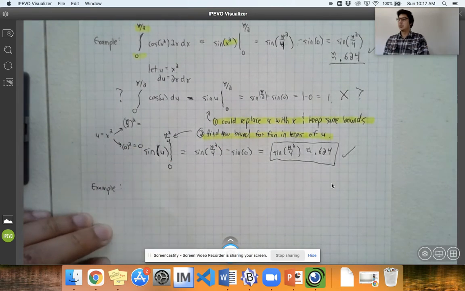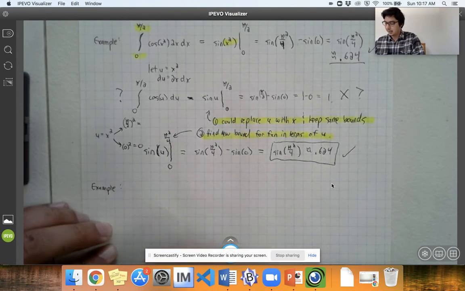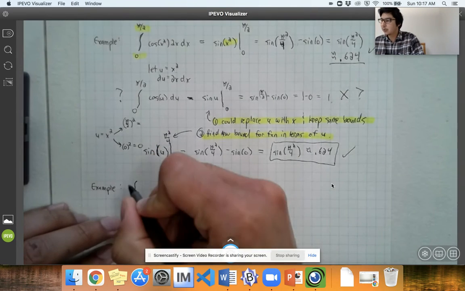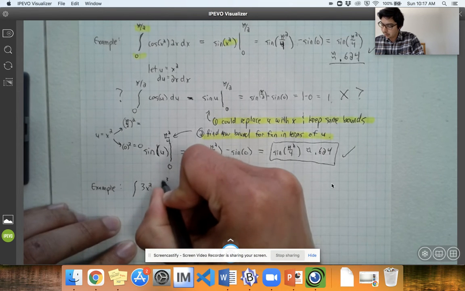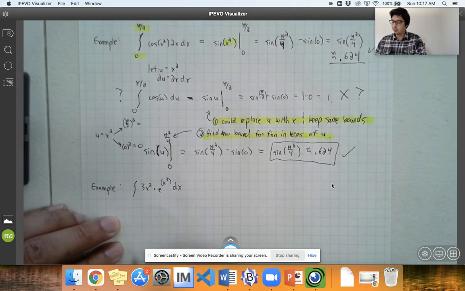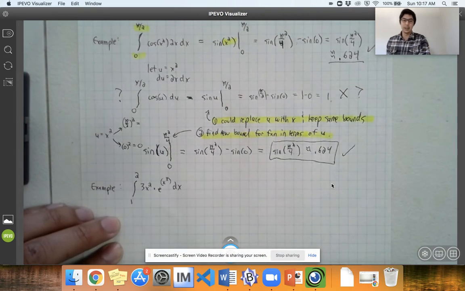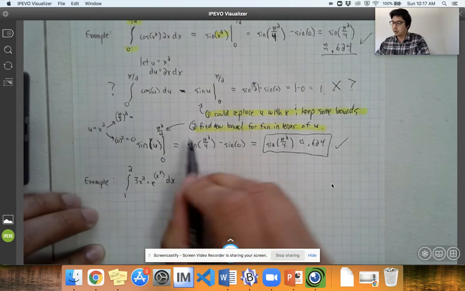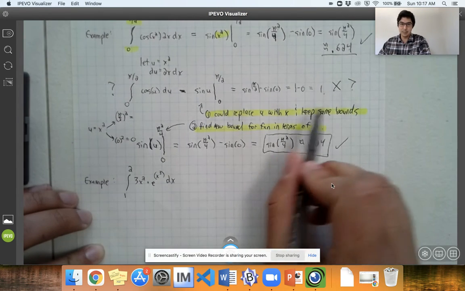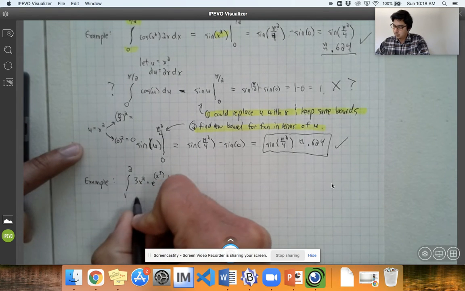Okay, let's do the next one I had on my paper. The integral of 3x squared times e to the x to the third dx, and we're going to evaluate this from 1 to 2. The 1 to 2 makes it closed. So let's do both approaches: 1, where you replace u and keep the same bounds, or 2, find new bounds in terms of u. So approach 1.